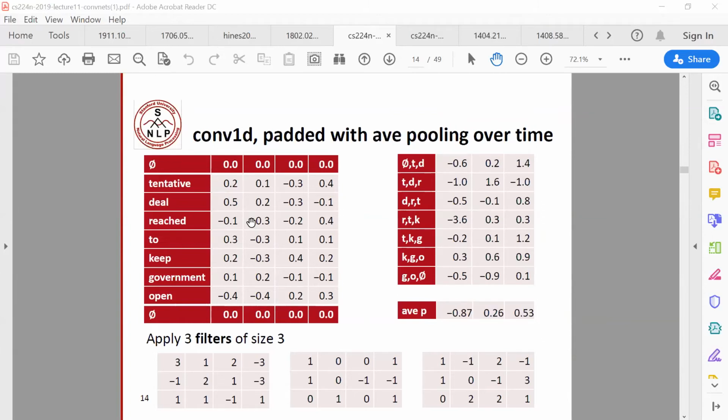Next, he says, all right, there's also average pooling. Instead of taking the maximum, like we did here, you could just take the average over each column, and that would also give you 3 numbers. But he says that in practice, people have found that max pooling is more effective. So this is just for completeness, I guess.